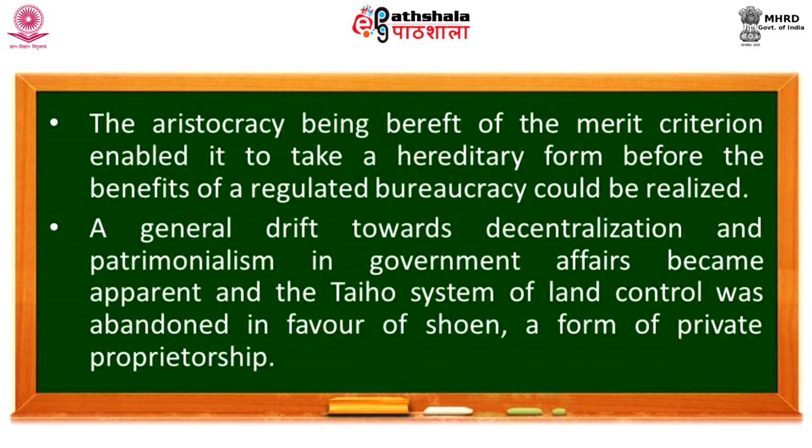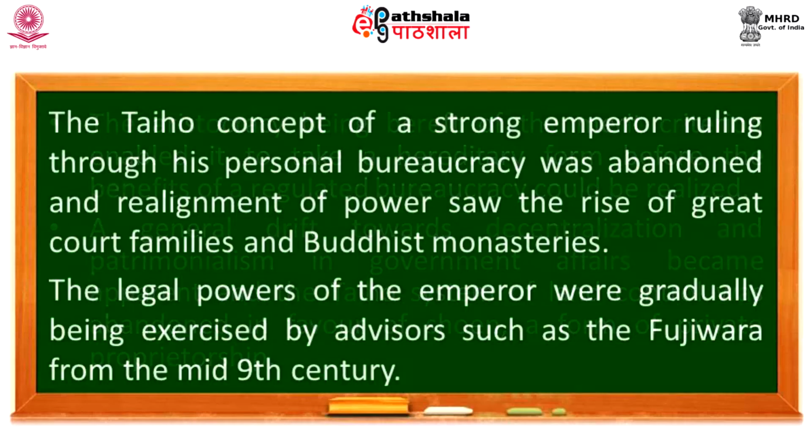A general drift towards decentralization and patrimonialism in government affairs became apparent, and the Taiho system of land control was abandoned in favor of Shoen, a form of private proprietorship. The Taiho concept of a strong emperor ruling through his personal bureaucracy was abandoned, and realignment of power saw the rise of great court families and Buddhist monasteries. The legal powers of the emperor were gradually being exercised by advisors such as the Fujiwara from the mid-9th century.